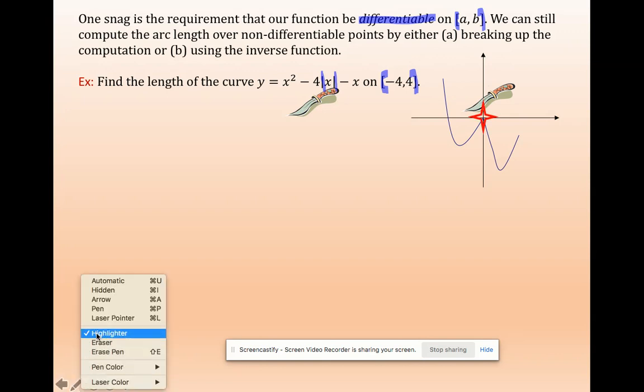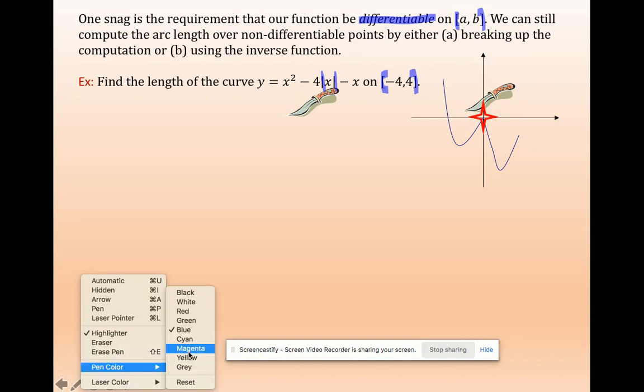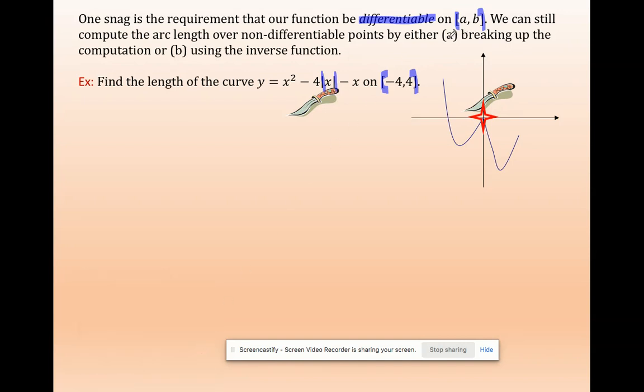So the ways to deal with that, though, I can still find the length of the curve by either breaking this up into two pieces and just adding the pieces together, or using the inverse. I prefer not to use the inverse if I don't have to. And I don't, firstly, absolute value doesn't have an inverse. It's not a real function, right?